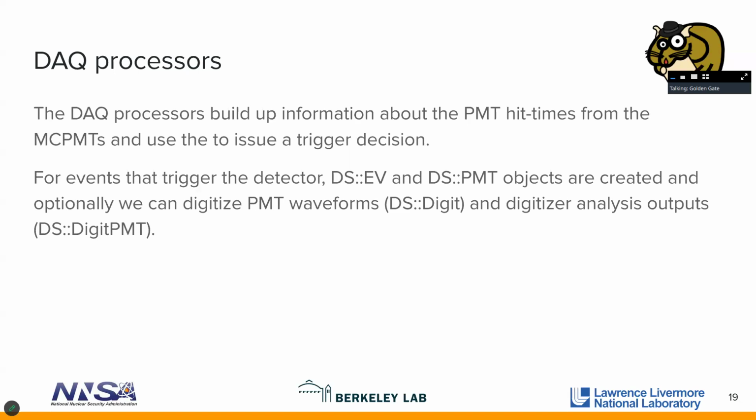And so I know this is confusing. I'm going to go through each one of these in a bit more detail and specifically spend some time on this last one, the DS digit PMT, which is probably the most useful of these downstream objects because it contains information that you might use in a reconstruction algorithm, for example.